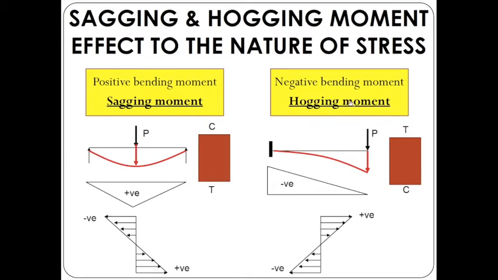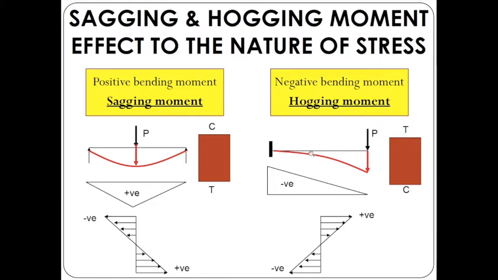Then if we have a negative bending moment, for example, if we have a cantilever beam, right? It will actually bend downwards, but when we calculate the value of the bending moment, we are going to get a negative value of bending moment. So it will bend in this direction. Therefore, in this case, we are going to have the compression stress happening at the bottom and the tension stress happening on top, right?